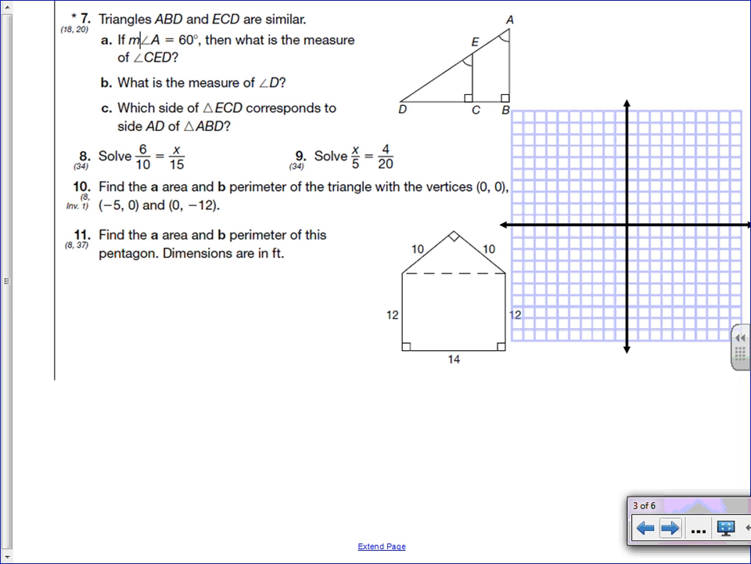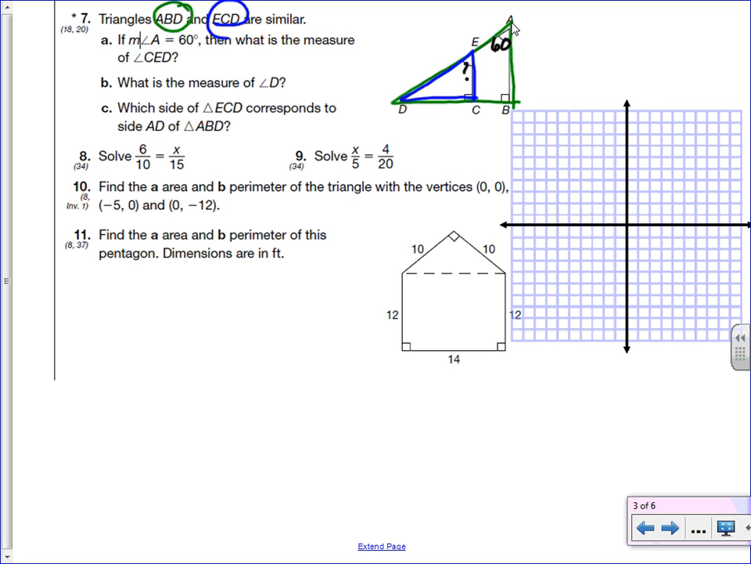Triangles ABD and ECD are similar. So ABD is this outside triangle here, and then ECD is this smaller triangle in here. If the measure of angle A is 60 degrees, then what is the measure of angle CED? So this angle right here.